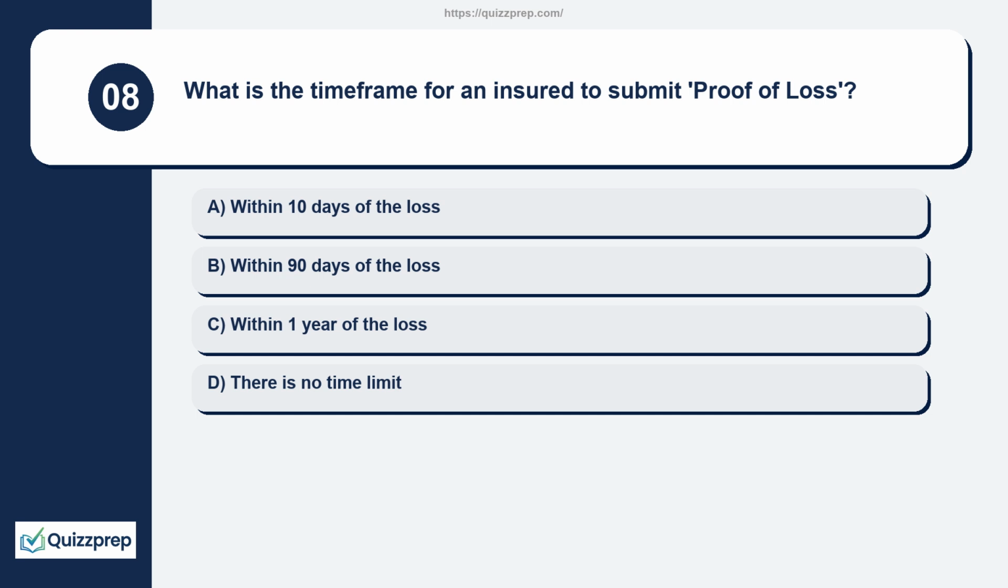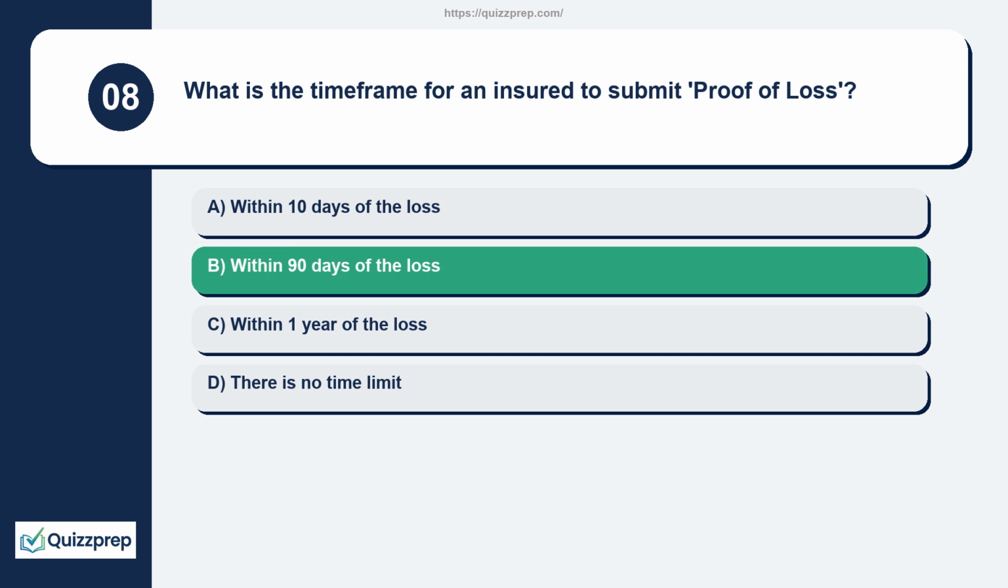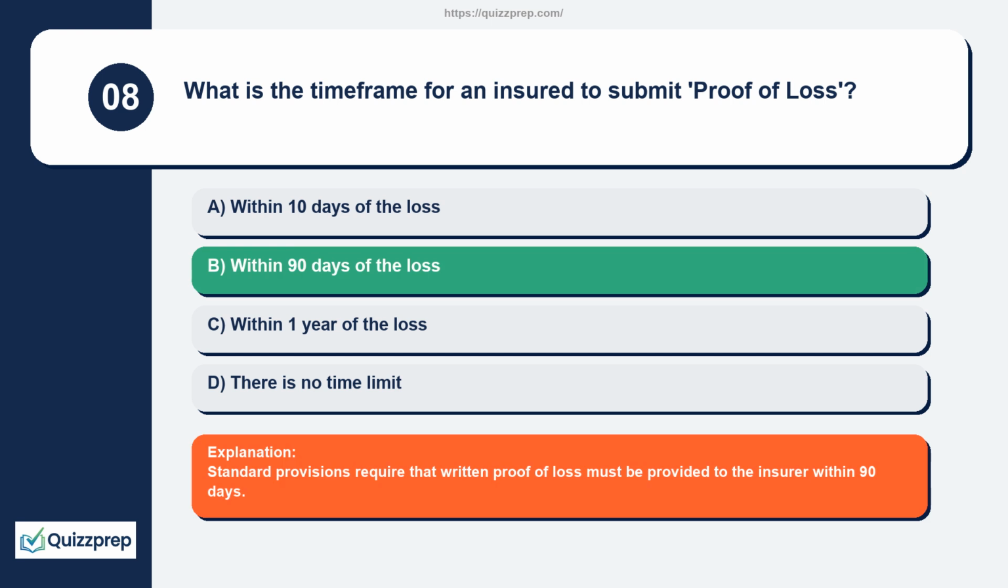Question 8. What is the time frame for an insured to submit proof of loss? Within 10 days of the loss. Within 90 days of the loss. Within 1 year of the loss. There is no time limit. Standard provisions require that written proof of loss must be provided to the insurer within 90 days.